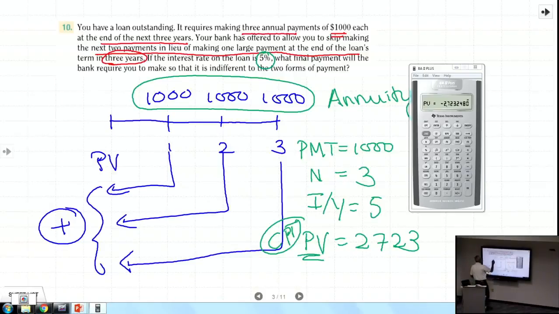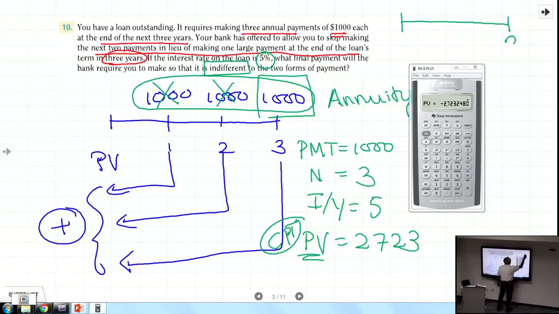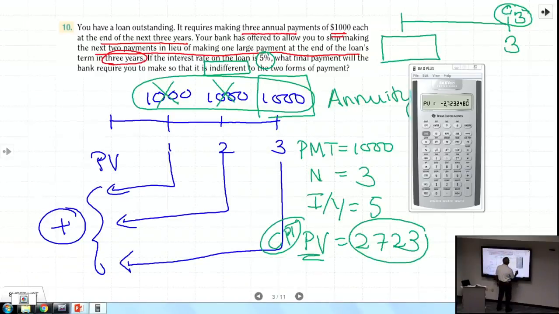So now the bank is telling you, don't need to pay this, you don't need to pay this. What will be the final payment that you will have to make so that you're indifferent? The key thing is you're indifferent. So now in terms of the timeline, notice what's happening. I have to calculate my payment in year 3. What's going to be my cash flow in year 3? Or my future value in year 3? What's the invariant over here? What's the indifference? The indifference is this number. That final payment, its present value has to be 2723.